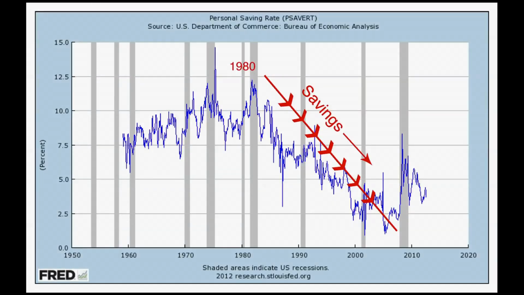I do want to go through and give the scenario as to what I think Ben Bernanke sees and what he's doing, and just give the backdrop to the whole economic situation as he sees it. But first, I think it's important to note something about the personal savings rate in our country.